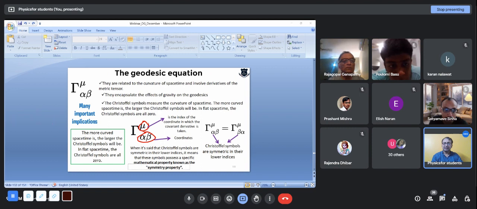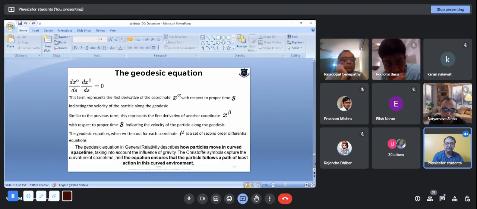Now here you see, this one is very interesting. This gamma mu alpha beta, these are related to the curvature, which involves derivatives of the metric tensor. Now mu is the index in which the covariant derivative is taken, and alpha beta are the coordinates, right? The Christoffel symbols in the lower indices possess a symmetric property. There are many features of things being symmetric. Finally, what we see from here also is dx alpha equals 0. So here also x alpha denotes the derivative with respect to proper time, same as the Newtonian equation, right?